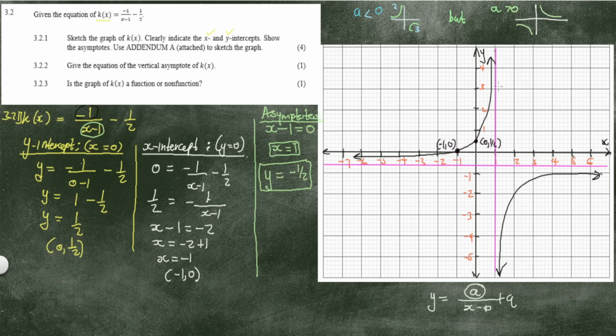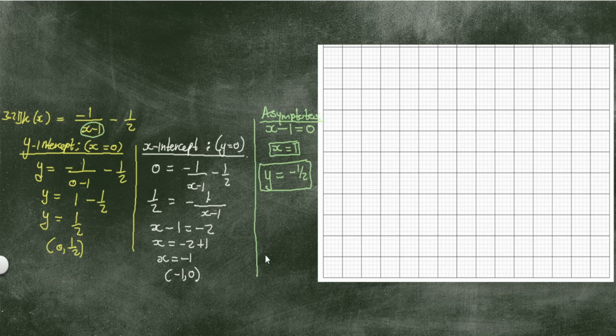Just make it a habit that you also label your axes. That's 1, y equal to -1/2. So this is our sketch. Now let's do the last section for this question 3.